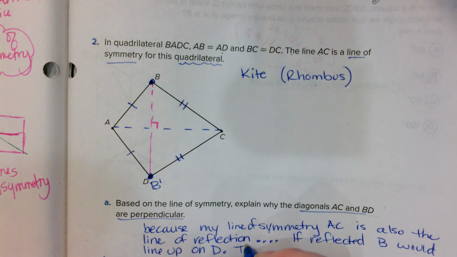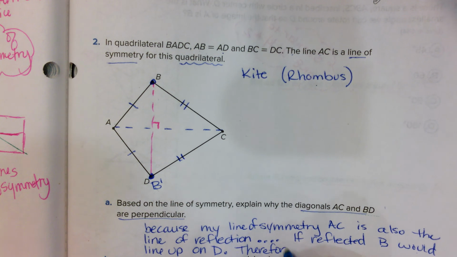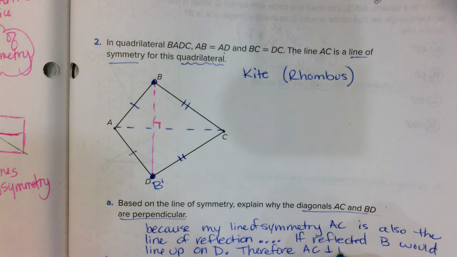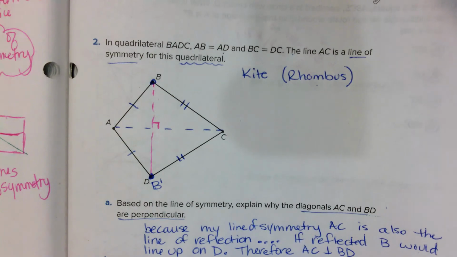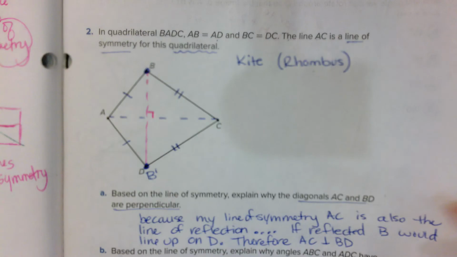So therefore, I know that AC is perpendicular to BD. Let's take a look at question B.